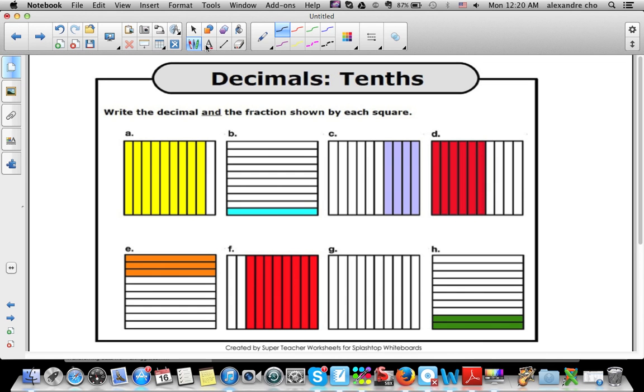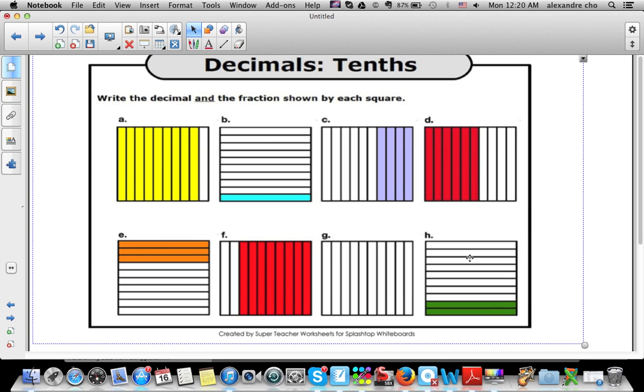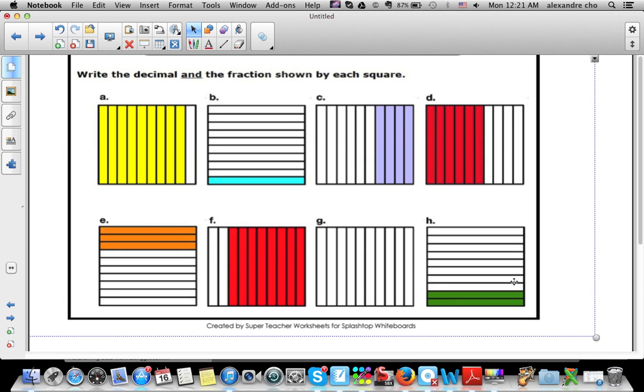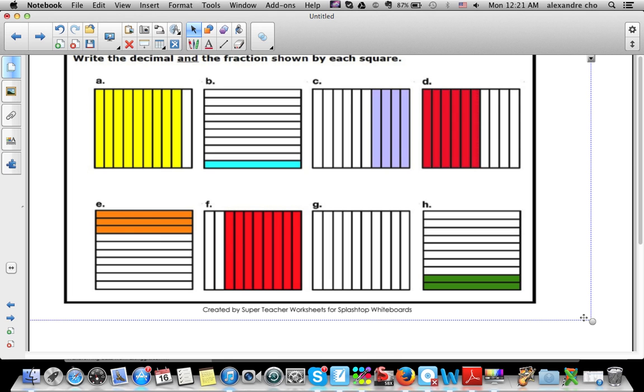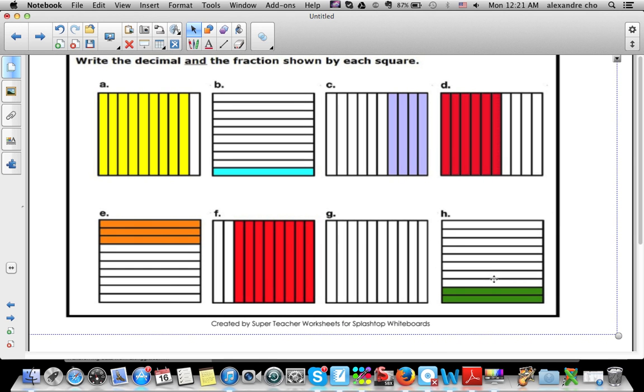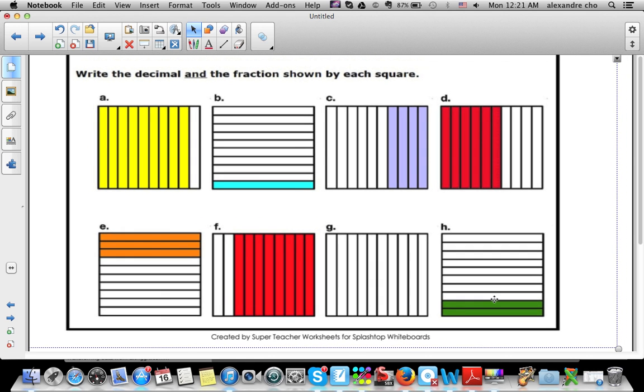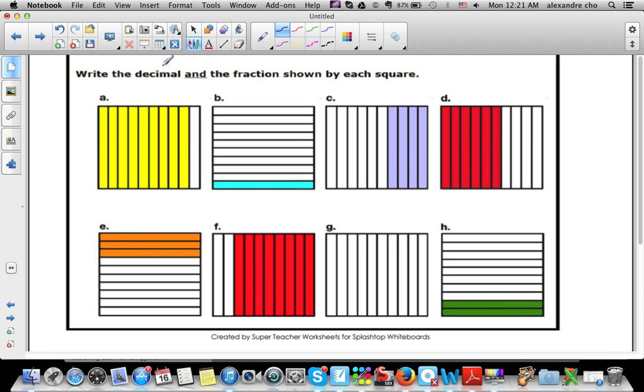So I want you to take a look. These, you don't have to copy the pictures. I'm trying to make it a little bigger, but I would like you to look at it, and I want you to write each representation here as a fraction and as a decimal. So let me do the first one, and then you can press pause and do the rest.